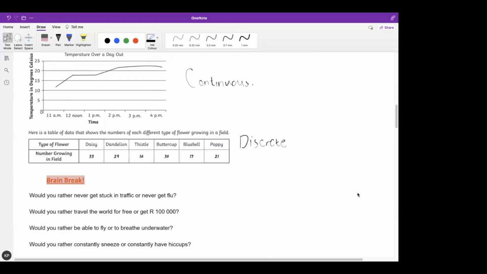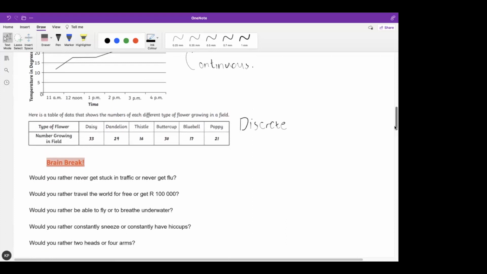Everyone is saying sneeze. I feel like people hate hiccups. Oh my goodness, I don't know what I'd rather do. This one is a bit tough for me. Hiccups hurt. Your chest hurts after a while. After a while, you're just like, I can't do this anymore. I feel like my chest is gonna tap out.